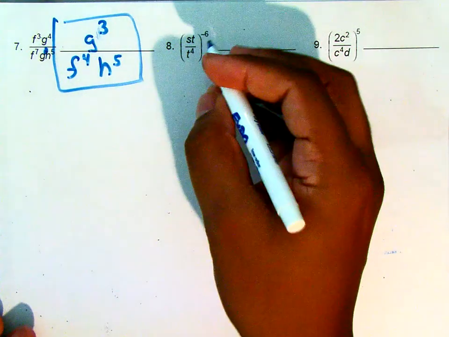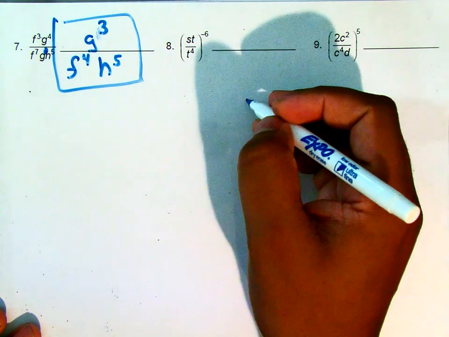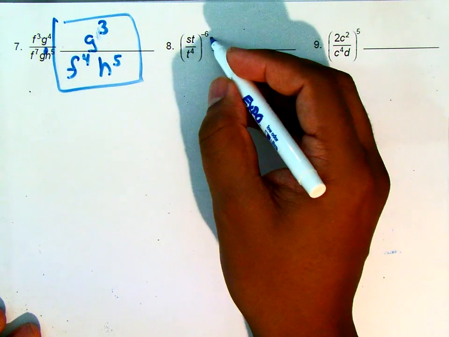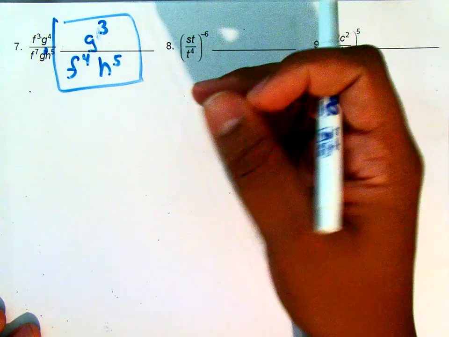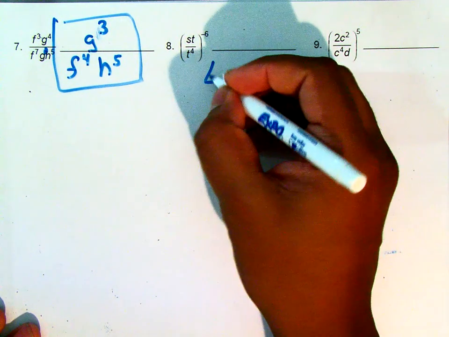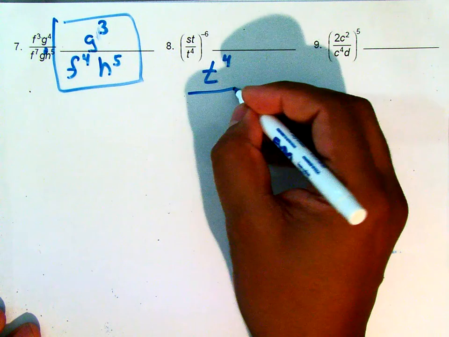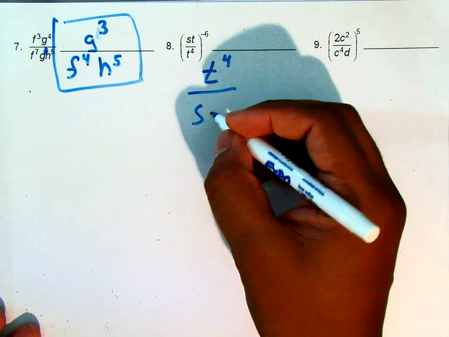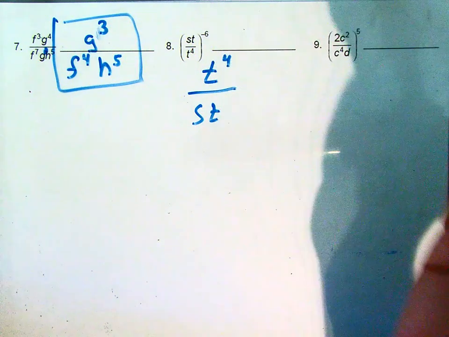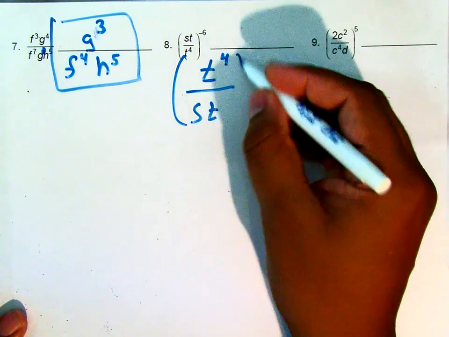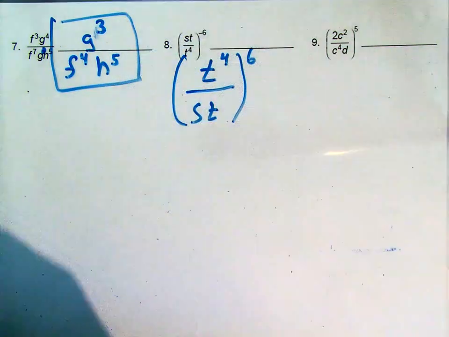Okay, let's look at number 8. Now, here, what we're going to do is take the negative 6 and first flip and use the reciprocal here and put t to the fourth and put that over st to just st. And everything is raised to the 6.